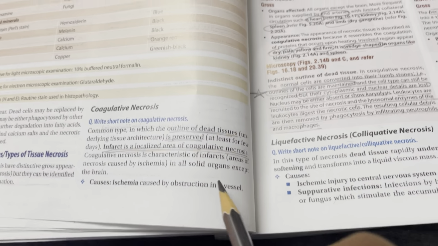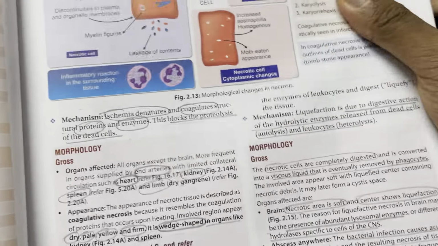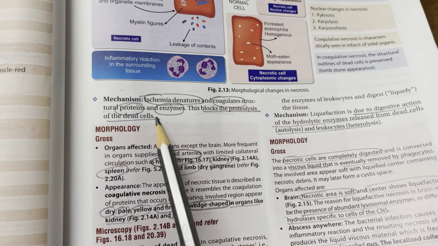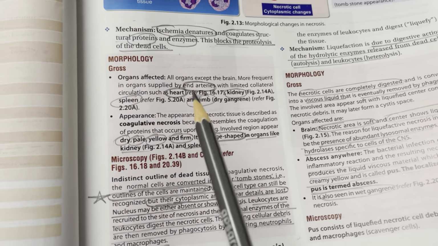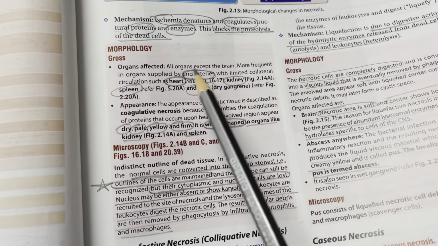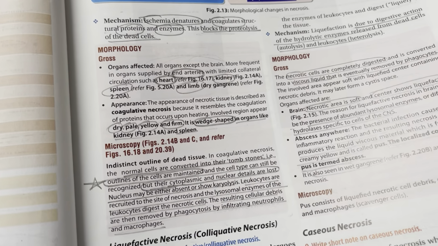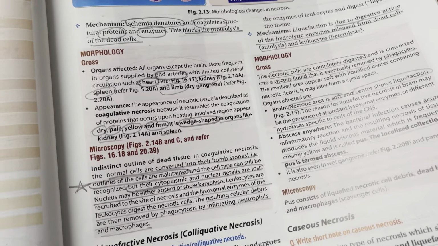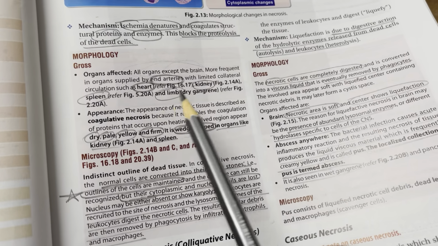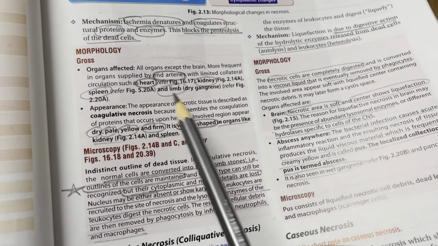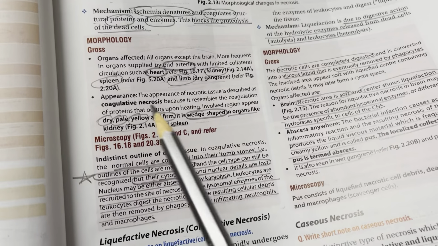Ischemia is caused by obstruction in a vessel. Mechanism: ischemia denatures and coagulates the structural proteins and enzymes. This blocks the proteolysis. As for organs affected, organs with end arteries are more affected, but the brain is not at all affected by coagulative necrosis. You only see liquefactive necrosis in the CNS. End-artery organs include the kidney, heart, spleen, etc. And in the limb you can also see dry gangrene.